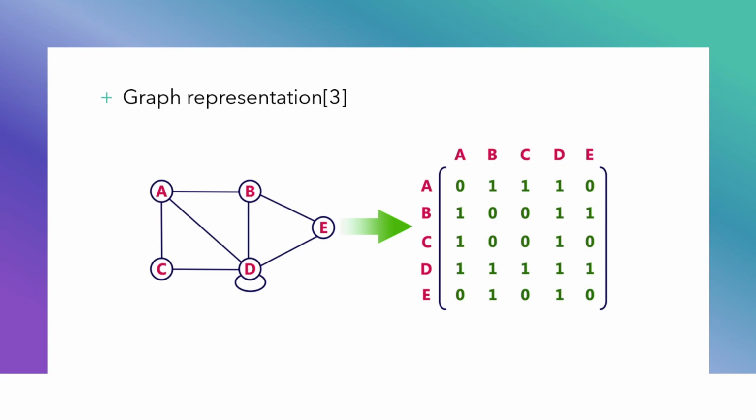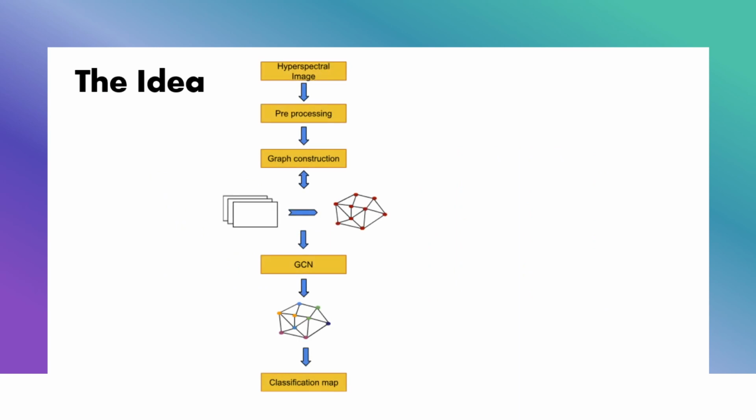An adjacency matrix contains values that represent the degree of connection between two nodes. What we are trying to achieve here is the best representation of connections between nodes that this adjacency matrix can contain. This is the main idea of hyperspectral image classification.